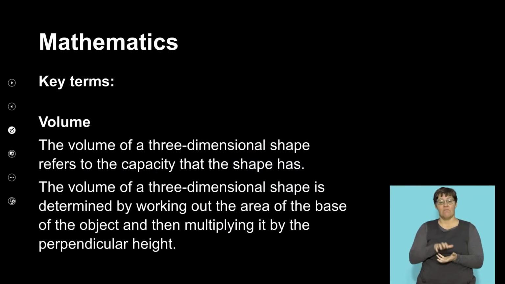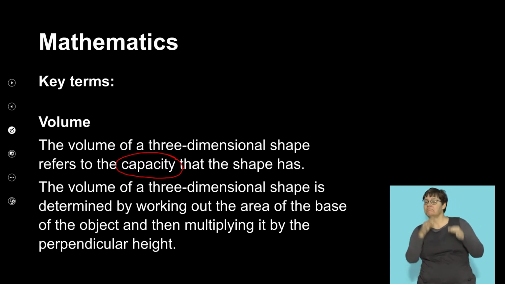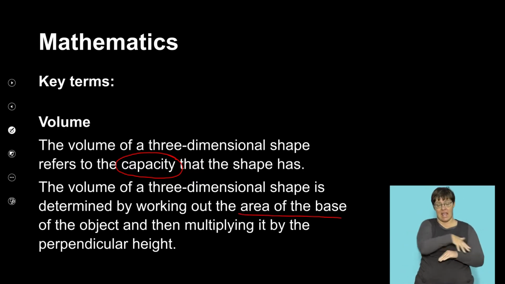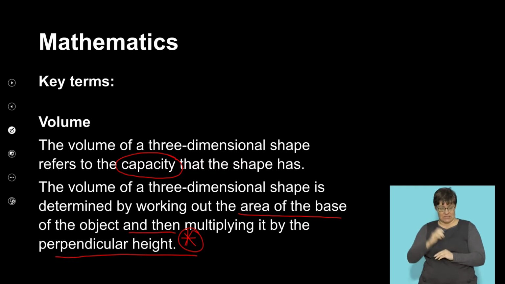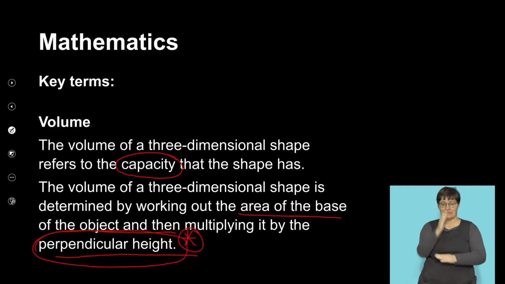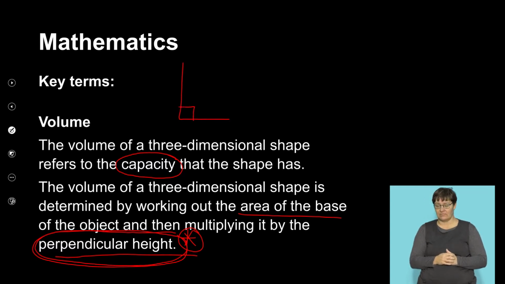So volume. The volume of a three-dimensional shape refers to the capacity that the shape has. The volume of a three-dimensional shape is determined by working out the area of the base of the object, and then it is multiplied by the perpendicular height. If you've tuned in before, you know I've always made a fuss about the fact that we have to multiply the base by the perpendicular height. So the height that involves a right angle, because that will give me an indication of the capacity of the polyhedron. Great, let's go to the next slide.